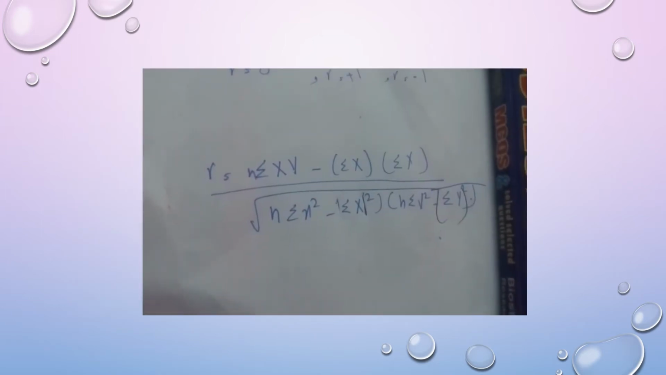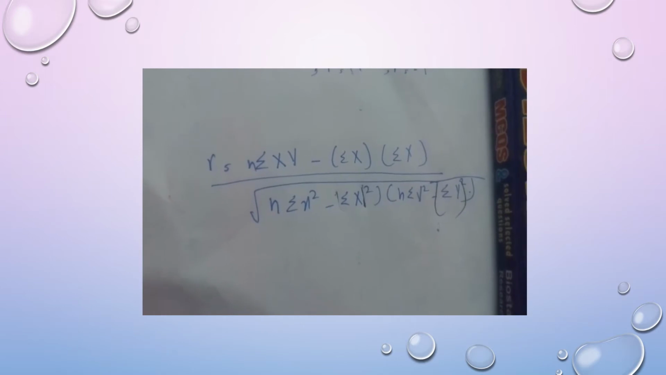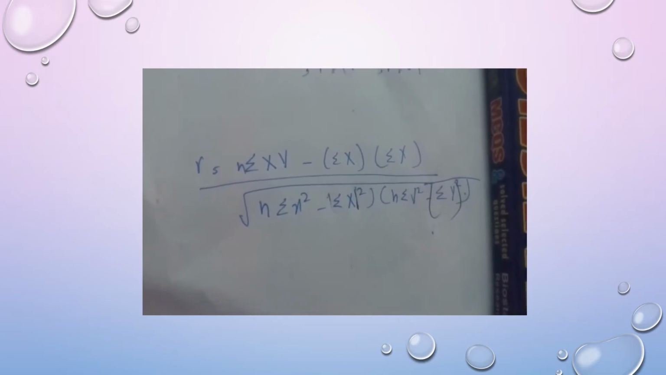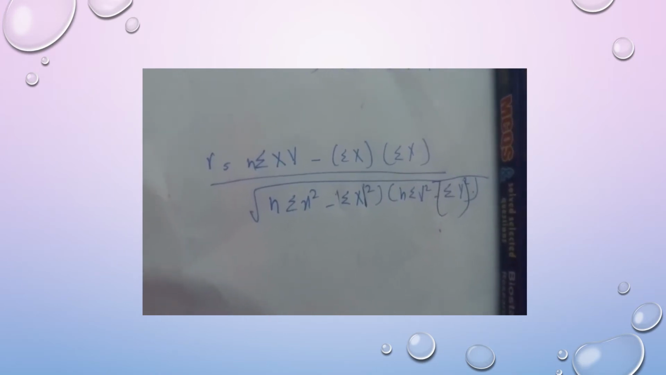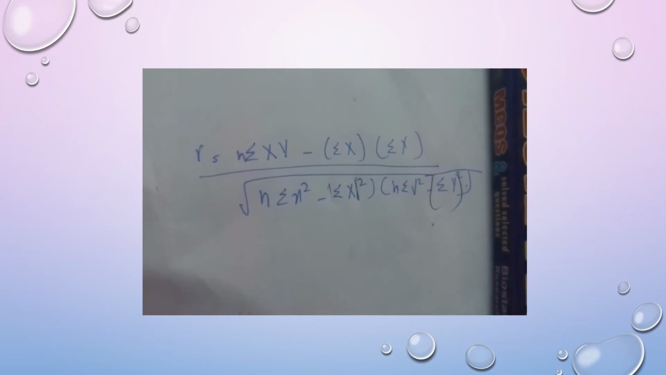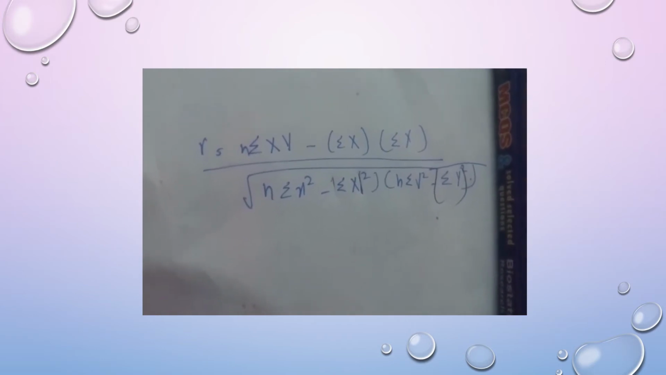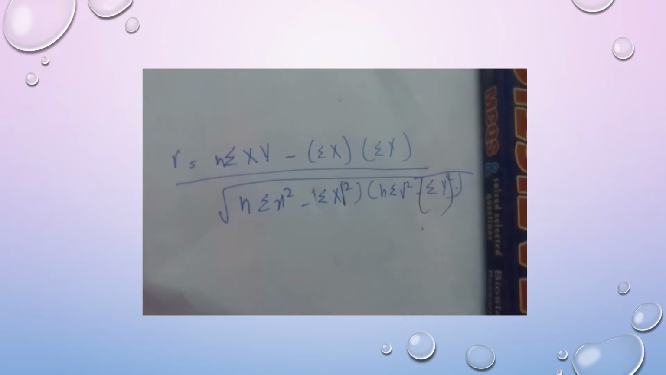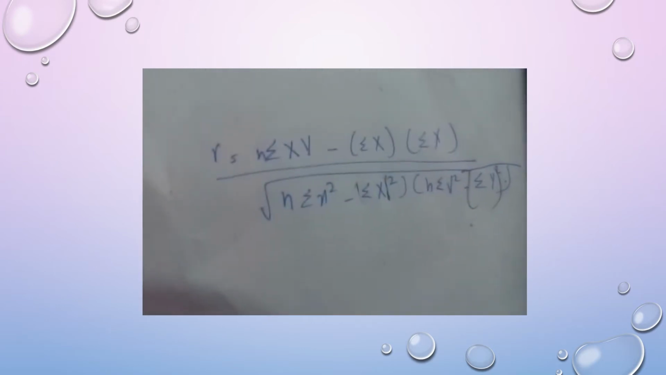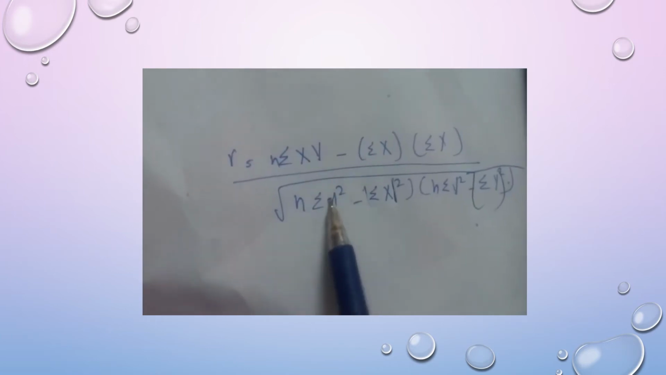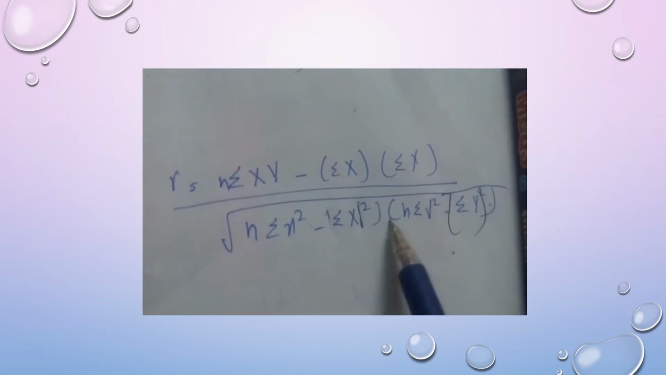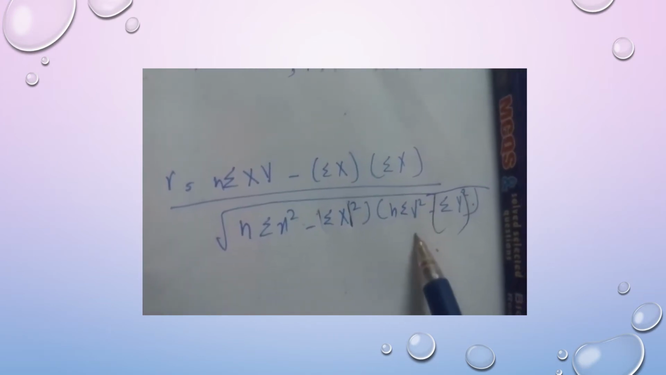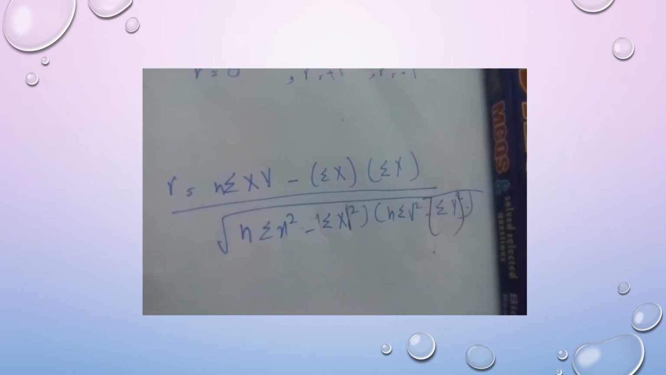Here is another formula of correlation coefficient, in which n summation xy, these are the two variables, and minus summation x summation y, divided by root of n summation x square minus summation x whole square, multiplied with n summation y square minus summation y whole square. Here n is the total number, which we multiply with summation x square and minus summation x whole square. Same here, n multiplied with summation y square minus summation y whole square.